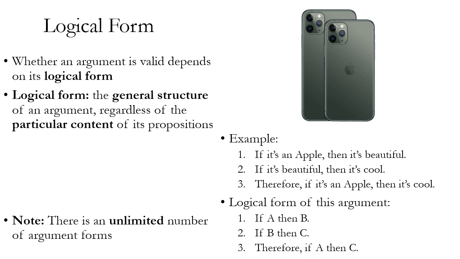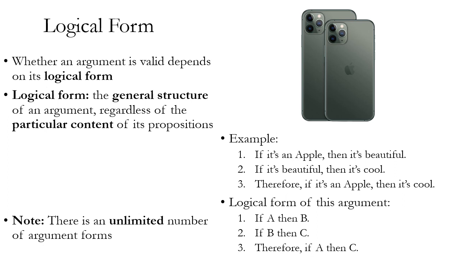Now, the textbook, A Workbook for Arguments, does not give that much logical notation, but it does give you a way of symbolizing propositions by capital letters. And that's what we've done here. The capital letter A symbolizes the proposition, it is an apple. The capital letter B symbolizes the proposition, it is beautiful. And the capital letter C symbolizes the proposition, it is cool.